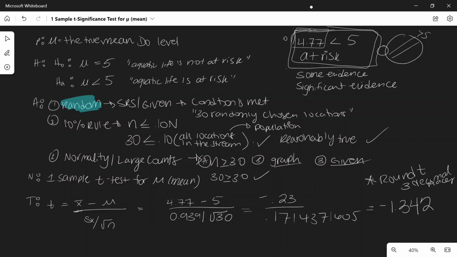Okay, so it's a little side note. So this is your test statistic. Great. Now you might wonder, why do we need that? Well, we need that to obtain the p-value.